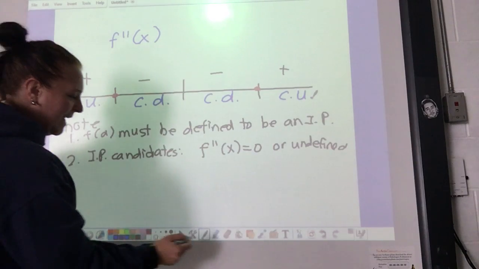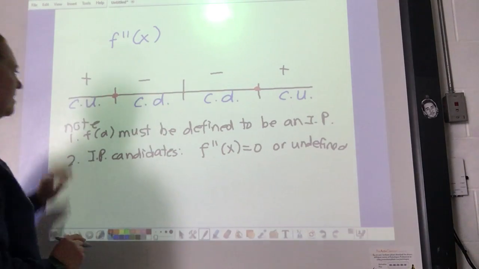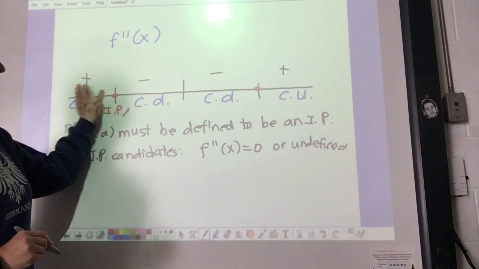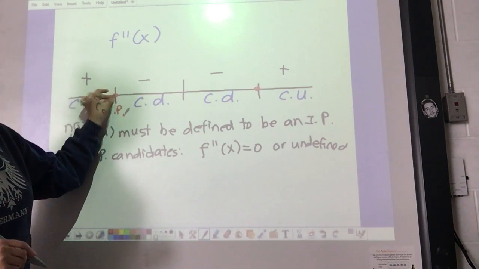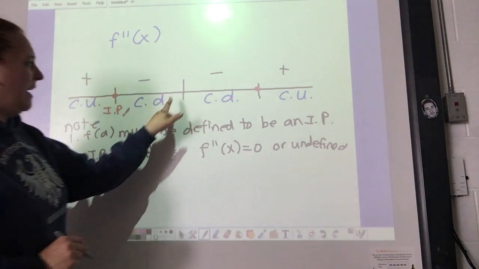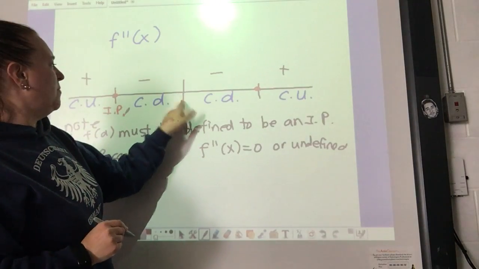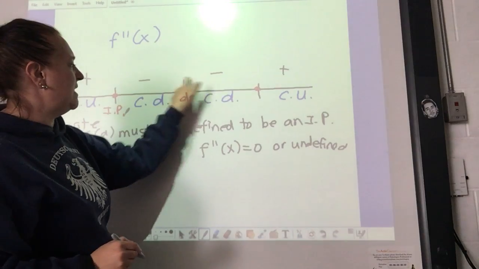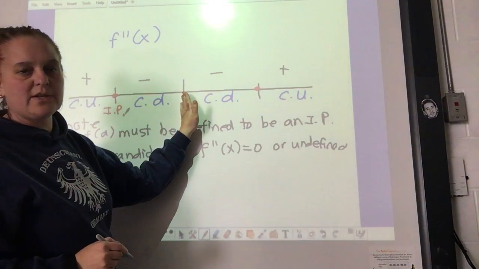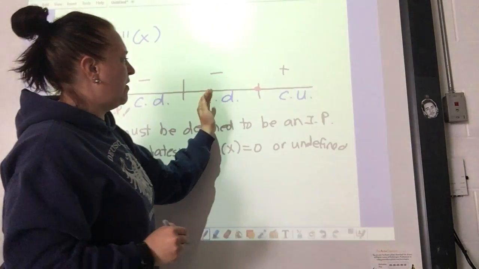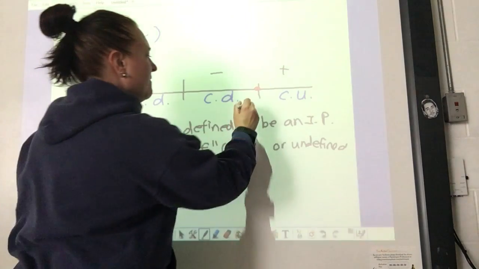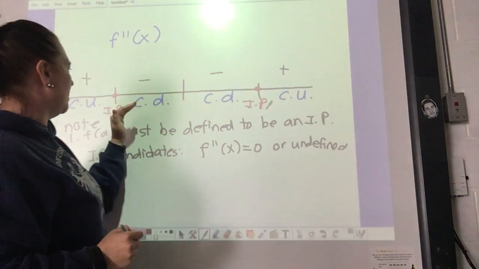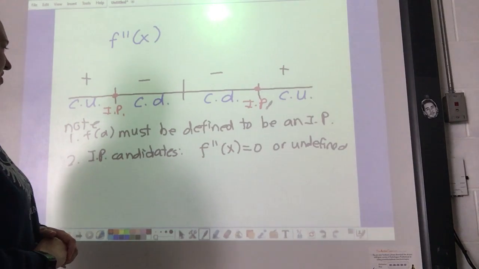Now, how many inflection points are there? Well, we look. This would be an inflection point right here. It goes from concave up to concave down, so whatever that value is, that would be an inflection point. Now, would this be an inflection point? No, because it's concave down, concave down. So even though there's a point in there, the concavity did not change, so that would not be an inflection point. Then we look at this region, it goes from concave down to concave up, so whatever value that is, that would give us an inflection point. So you only have inflection points when and where the concavity changes.